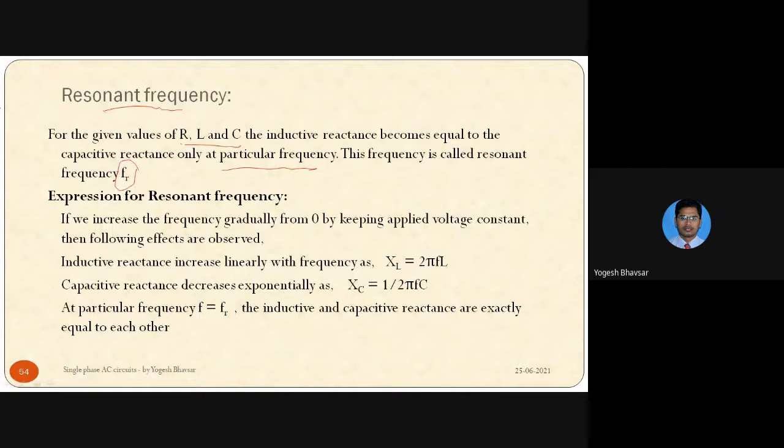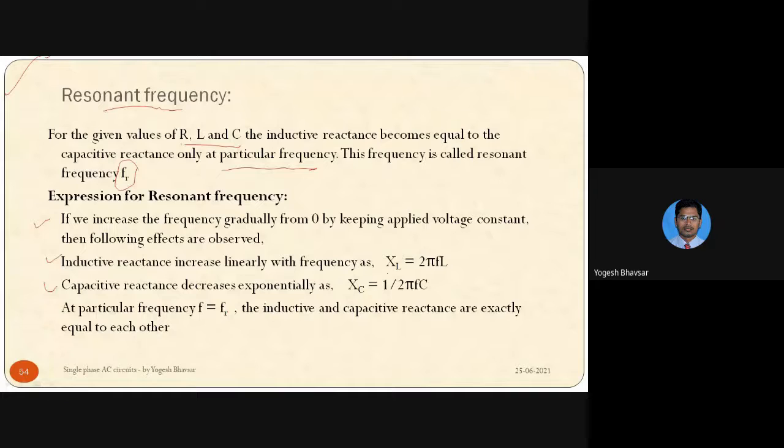Now look at that. If we increase the frequency gradually from 0 while keeping the applied voltage constant, then the following two effects will be observed. So what will be the effect on inductive reactance and capacitive reactance? That we have to observe.